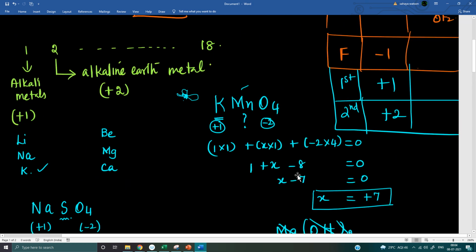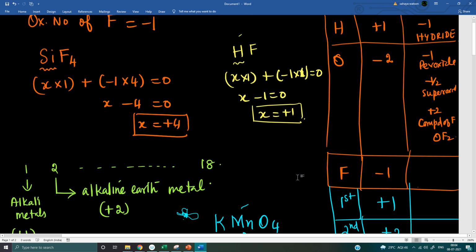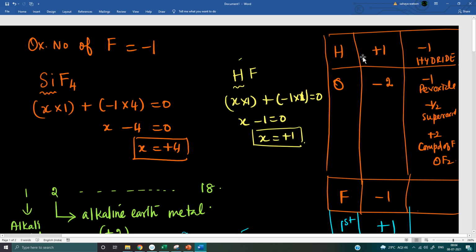Once again, let me recall the rules framed to identify the oxidation number. For hydrogen, the oxidation number in all compounds is +1, except in hydrides, where it is -1. For oxygen, the oxidation number in all of its compounds is -2, except in three cases: peroxide, where it is -1; superoxide, where it is -1/2; and compounds of fluorine, where it will be +2.